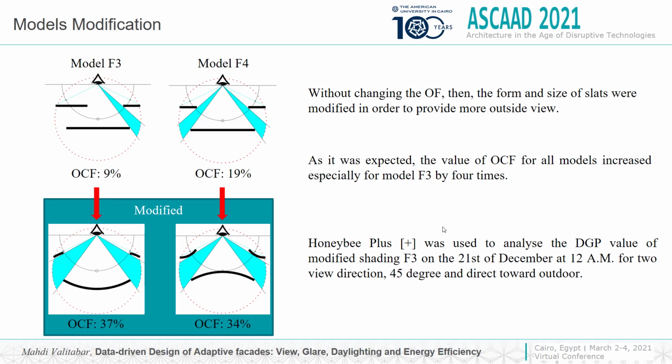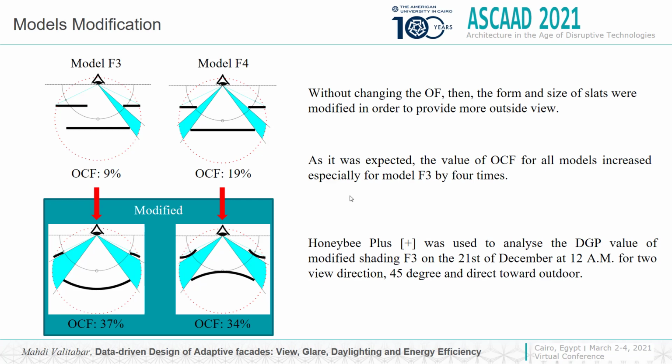In the next stage, without changing the openness factor, the form and size of some optimum models were modified with the objective of improving outside view. As it was expected, the value of openness curvature factor for all models increased, especially for model F3 by 4 times, as you can see here, model F3 and modified model F3.